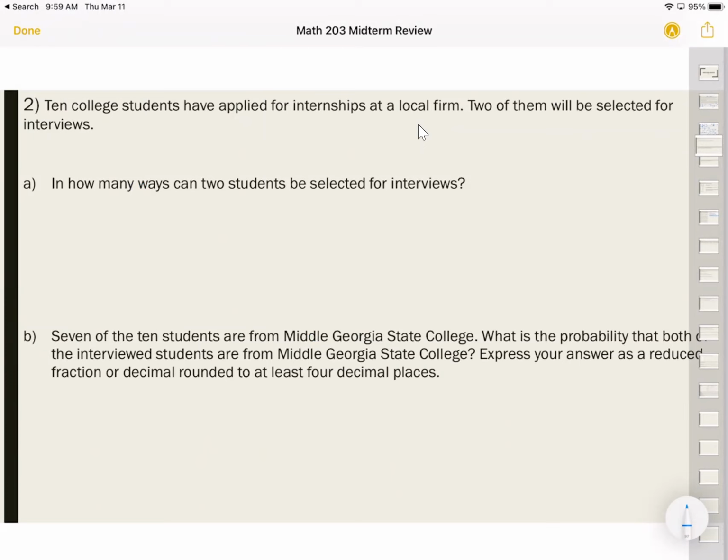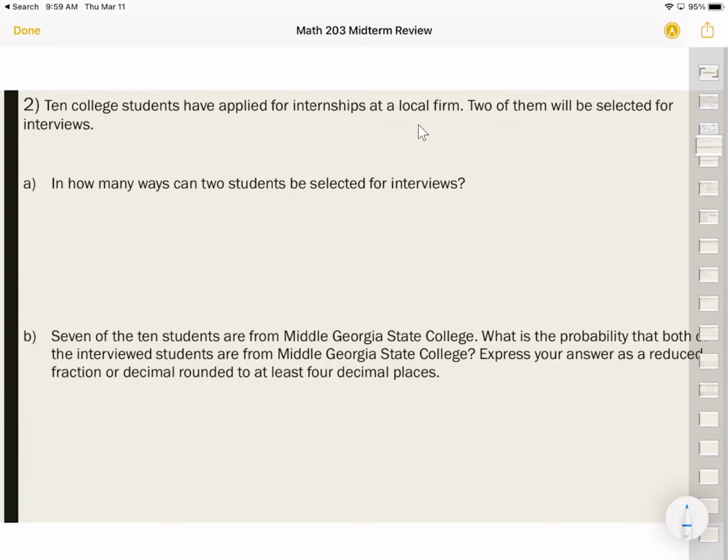So this one here, they say 10 college students have applied for the internship at a local firm. 2 of them will be selected for the interview. All right, so again, there are 10 applicants. They only select 2, right? So this one here, they're not even hiring. They just select for interview. So in how many ways can these 2 students be selected for interview?